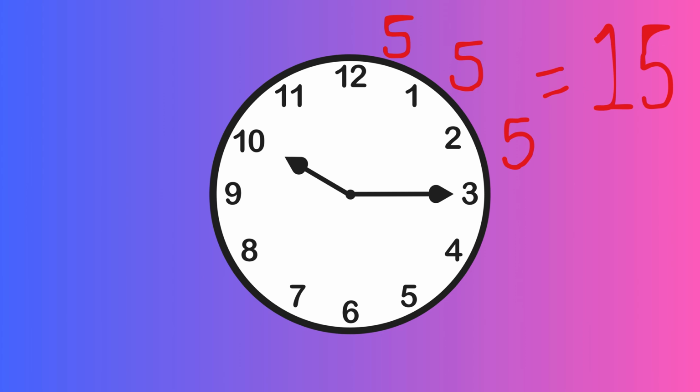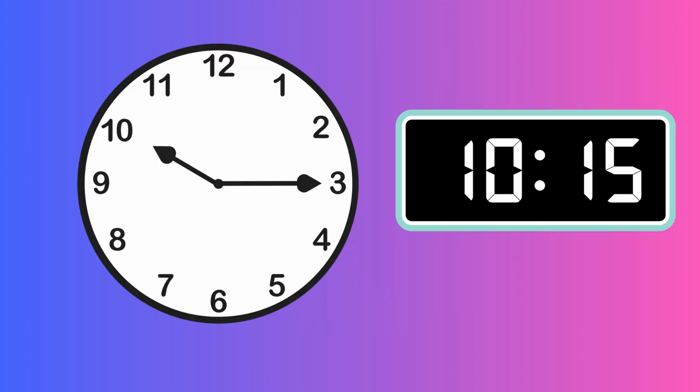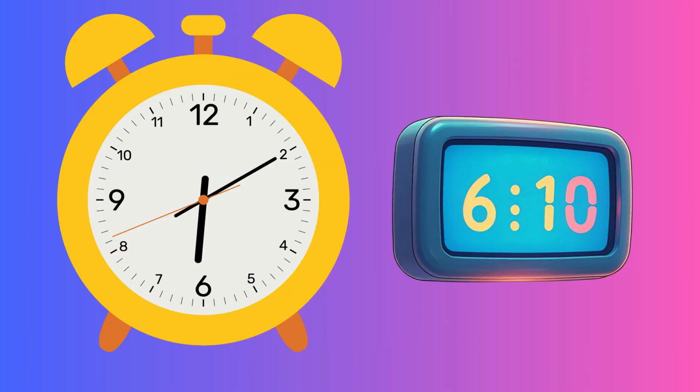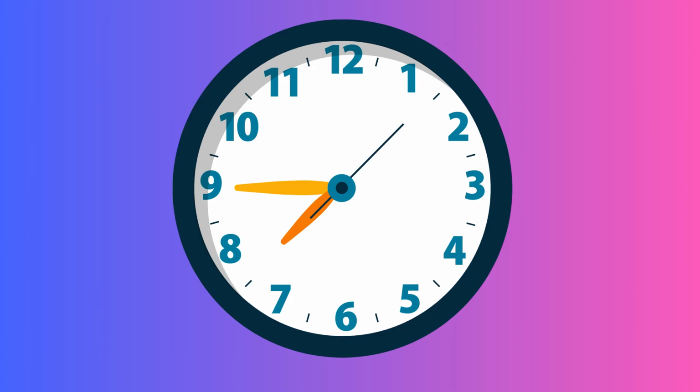Do you know what time it is? Our hour hand is on 10, and the minute hand is on 3, so it is 5 plus 5 plus 5, total 15. It is 10:15. Our hour hand is on 6, minute hand is on 2, 5 plus 5, 10. The time is 6:10. Now check out this one.